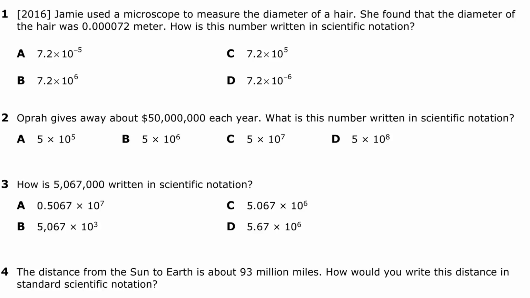Let's look at an example STAAR question. This question was from 2016 STAAR. Jamie used a microscope to measure the diameter of a hair. She found that the diameter of the hair was 0.000072 meters. How is this number written in scientific notation?